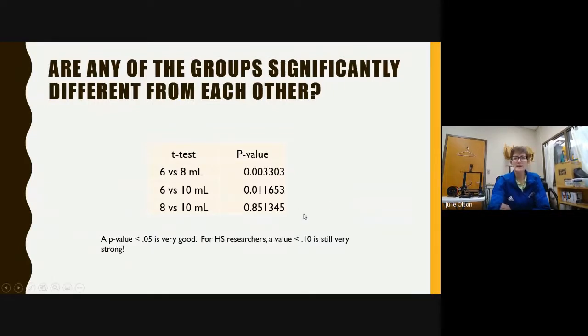So here are my p-values going through Excel. So the 6 versus 8 was 0.03, highly significant. 6 versus 10, still less than the 0.05. 8 versus 10, no, that is way high. So students could report the p-value. They would say that is a two-tail t-test, students' t-test. And then they also had 10 plants, or n equals 10.